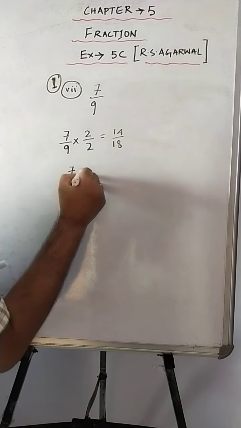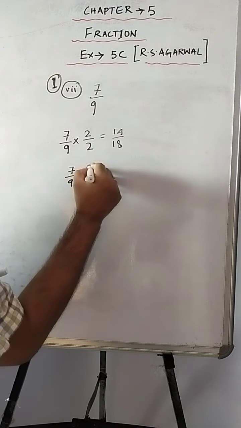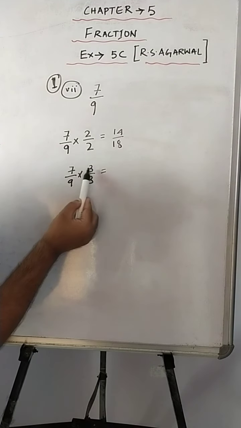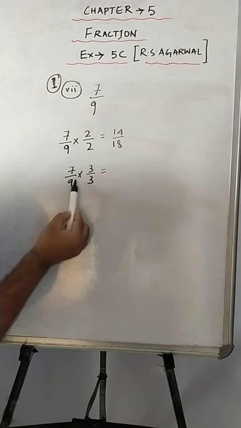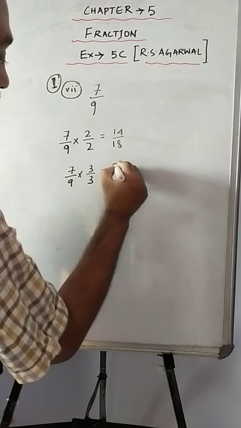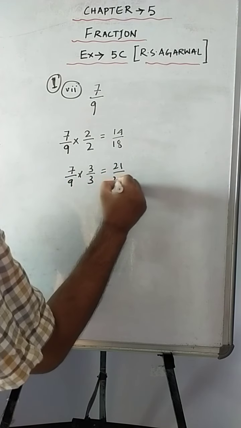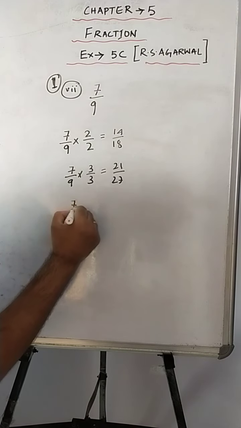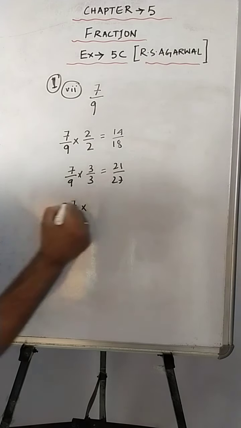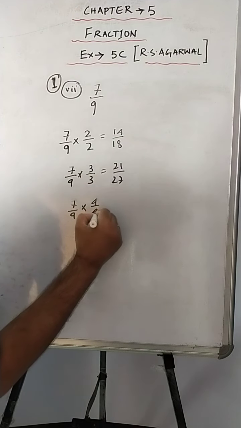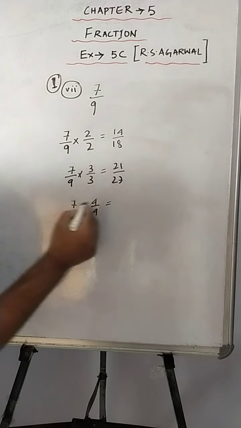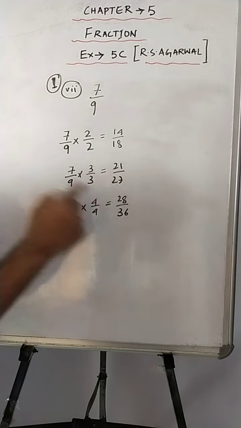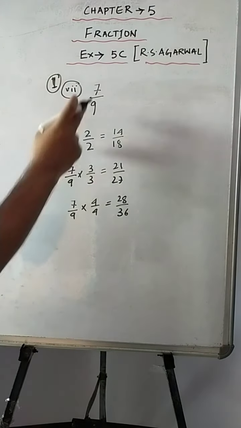Now again you have to write 7 by 9. What is the second number you have to choose? 3. So we multiply 3 with the numerator and the denominator as well. 7 3s are 21, 9 3s are 27. So this is the second equivalent fraction of 7 by 9. Now what will be the third equivalent fraction? Again we write 7 by 9, and the next number is 4. 4 7s are 28, 4 9s are 36. So this is your third equivalent fraction of 7 by 9.